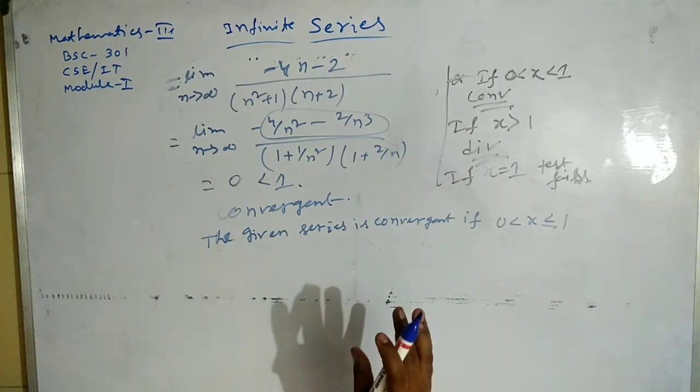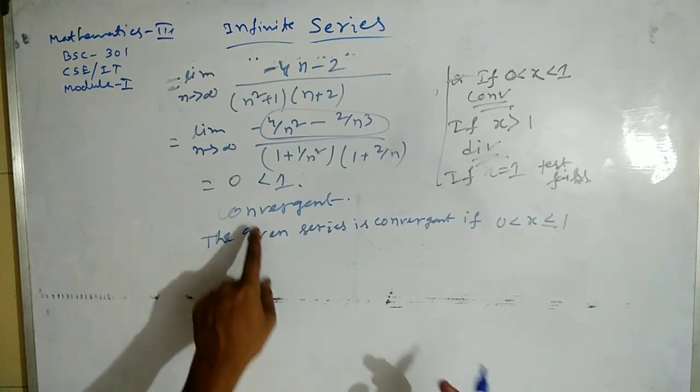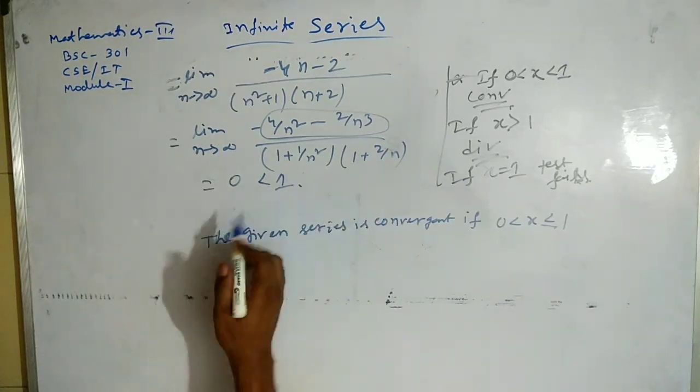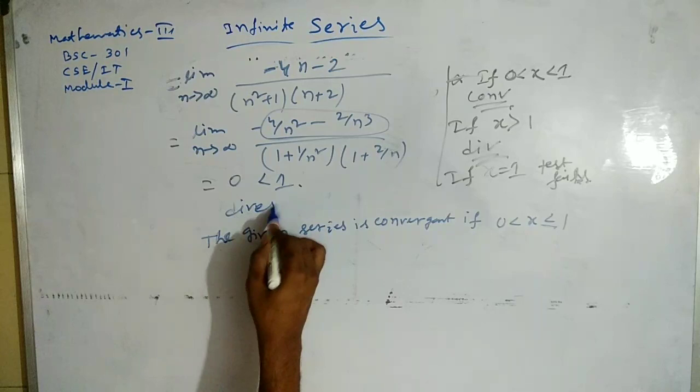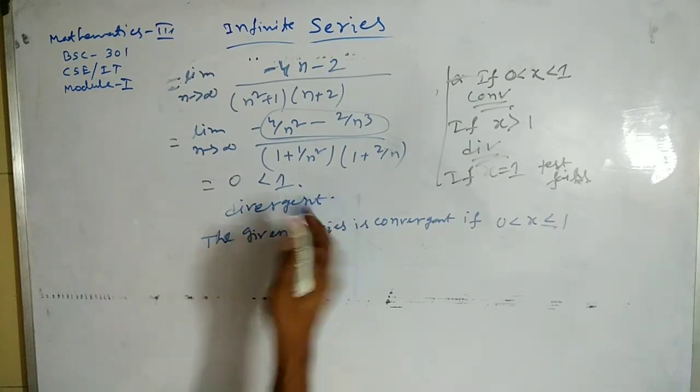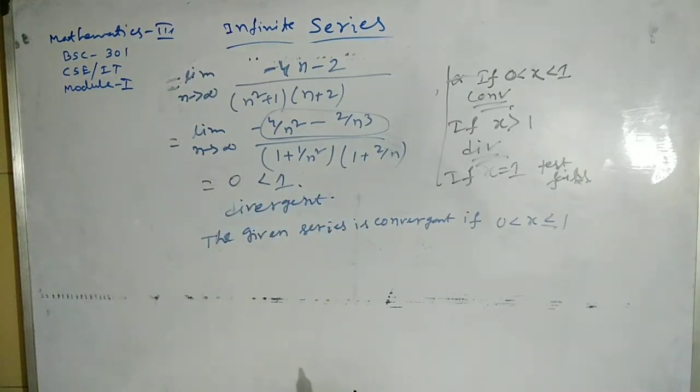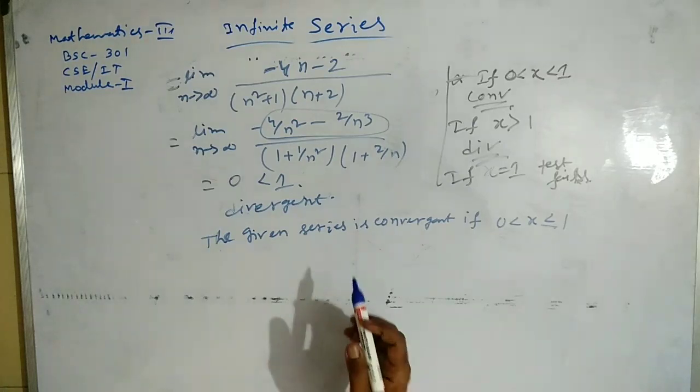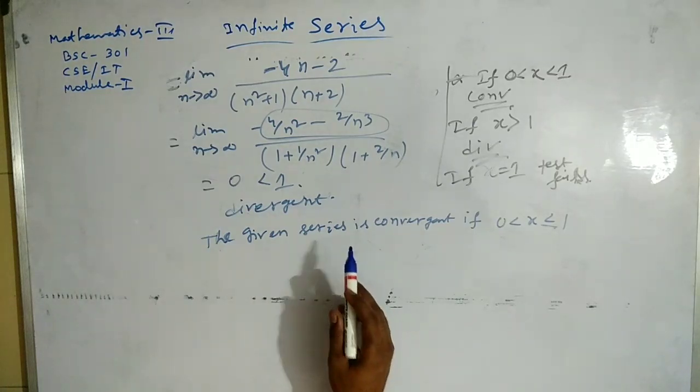I have told you something wrong. It will be divergent. It will be divergent according to Rabb's test. If the limit is a non-finite real number and it is less than 1, then the series will be divergent.